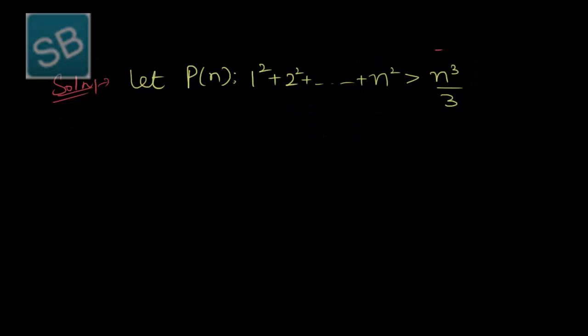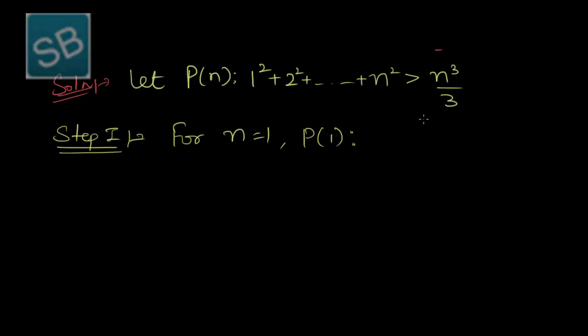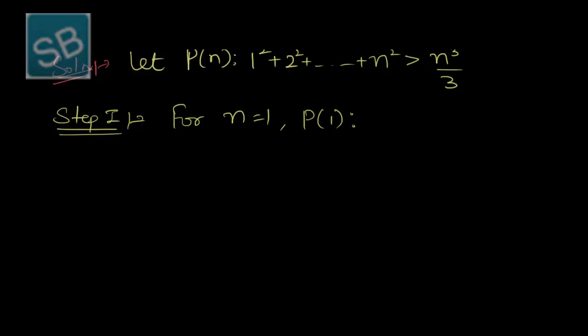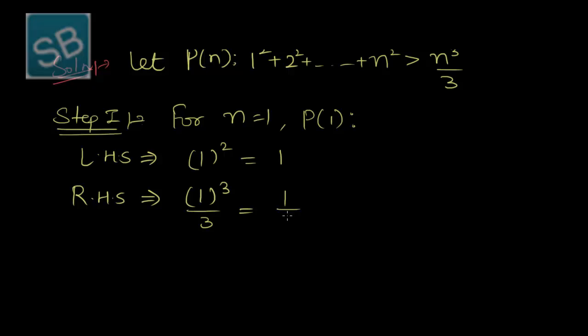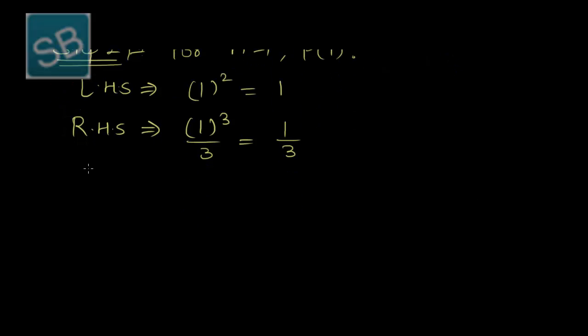So the first step, that is step 1, we prove it for n is equal to 1. So for n is equal to 1, what is the result of P of n? By substituting n is equal to 1 in right hand side and left hand side. So left hand side gives, substitute n is equal to 1 in n square. It becomes 1 square is equal to 1. And in right hand side we get n cube over 3, that means 1 cube over 3. 1 cube means 1, that is 1 over 3. So we can see that 1 is greater than 1 by 3. It is true.